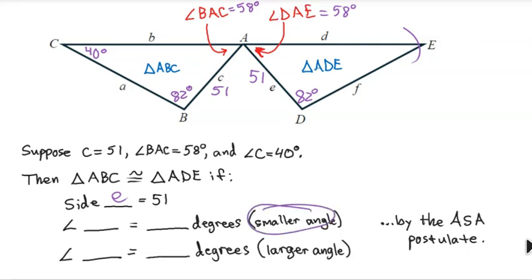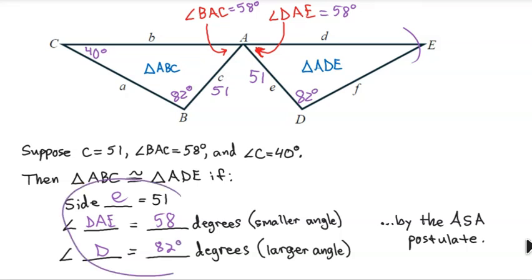Well, this says we're going to put the smaller angle first. Well, which one's smaller, 82 or 58? 58 is smaller. So we're going to put angle DAE. We have to put all three letters in here. DAE is 58 degrees. And then now we're going to do angle D is 82 degrees. And so if these three things are true and these three things are true, then triangle ABC is congruent to triangle ADE by the angle side angle postulate.